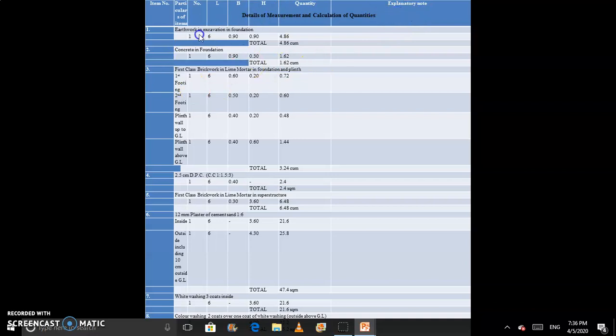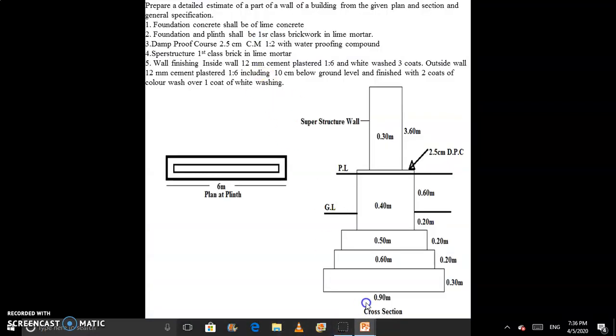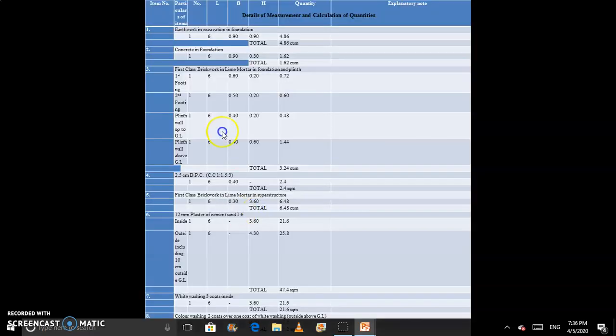In this numerical we have to find different quantities for different details. The first one is the earthwork in excavation in foundation, and the base width is 0.90. Here we consider only one wall, so we write number equal to 1.